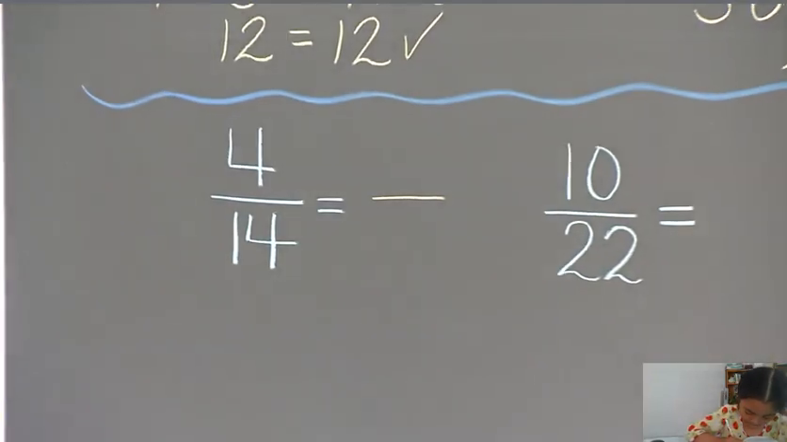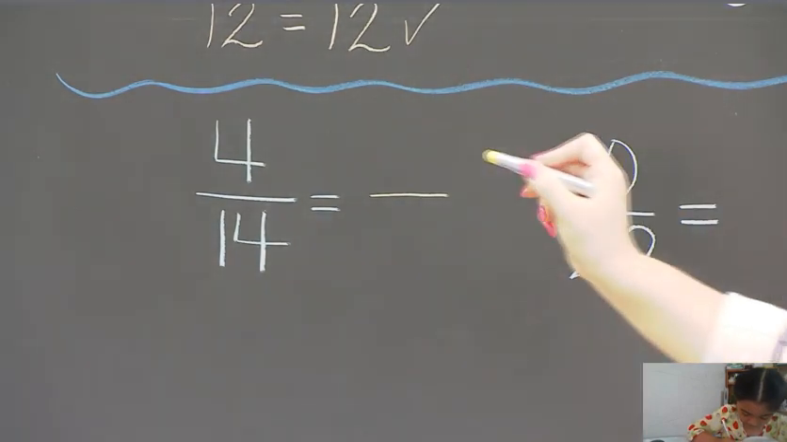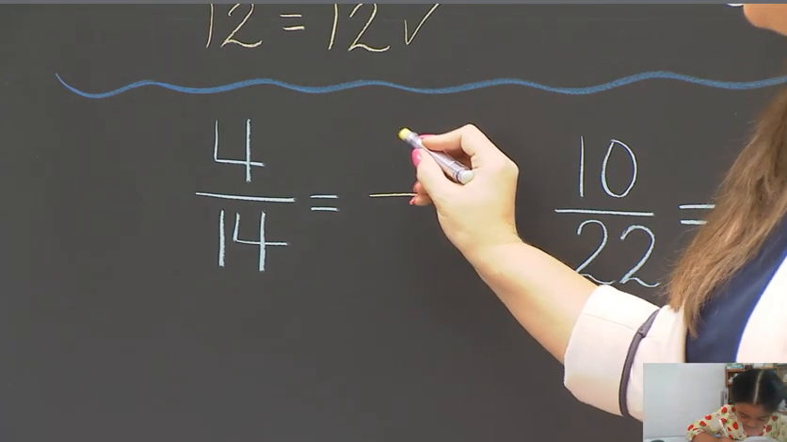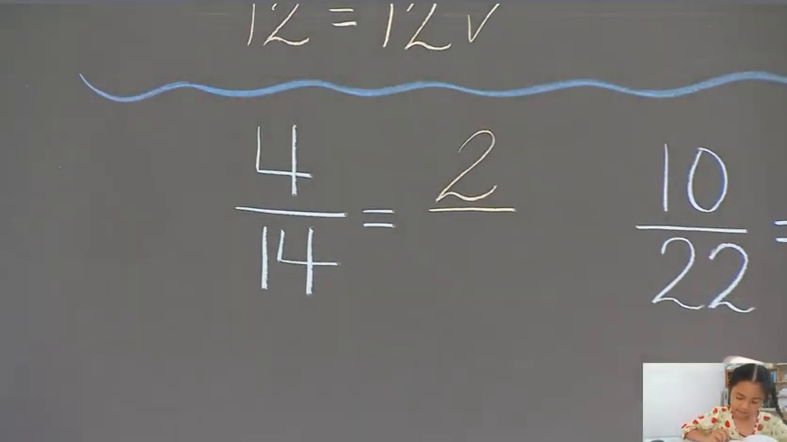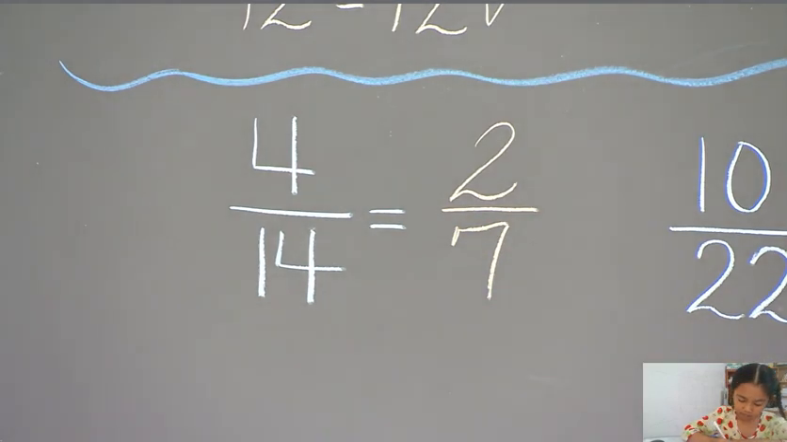What would 4 14ths reduce to, Lexi? 4 divided by 2 equals? 2. What is 14 divided by 2, Deb? 7. So our answer here is 2 sevenths. I just reduced. I divided to make it smaller.